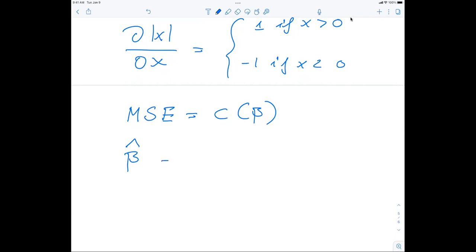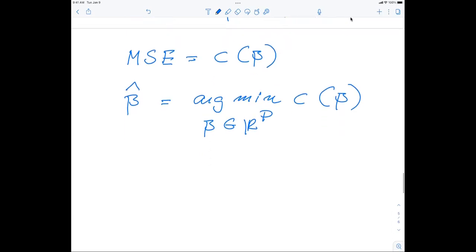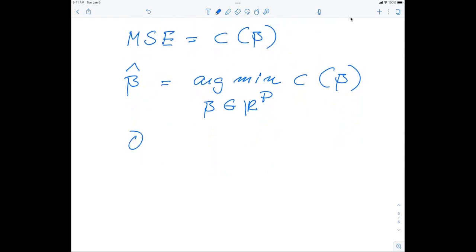So beta hat is now given by the minimization over all the beta values, which is a vector of length p, of C of beta. So when I put the hat, this is now my optimal value. Okay, so what I have next is that I'm going to take the derivative with respect to beta, and I'm writing this as a vector.